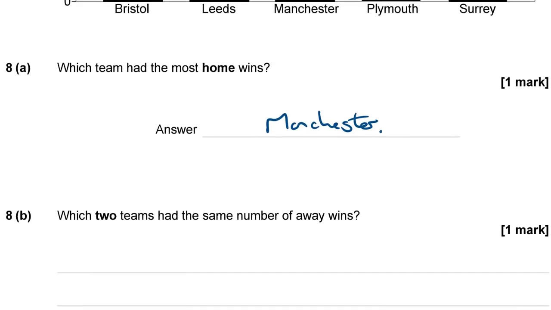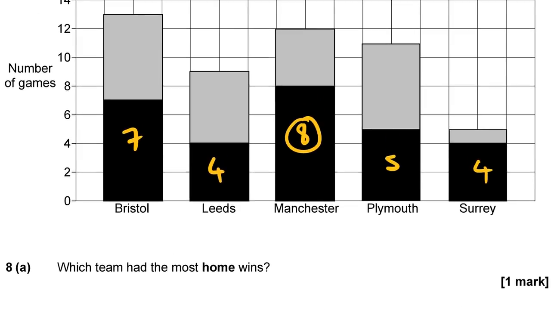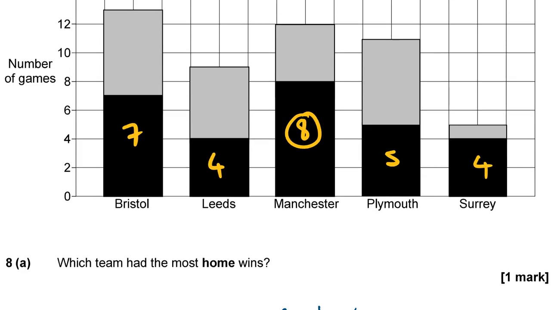Part B says, which two teams have the same number of away wins? Okay, now the away wins were the grey ones. They're a little bit harder to read off this scale because they don't all start in the same place. All the black bars started on the zero line, so it's really easy to compare them. To compare the other ones, we really need to look where they start up here, down to where they finish, and work out the distance between the two.